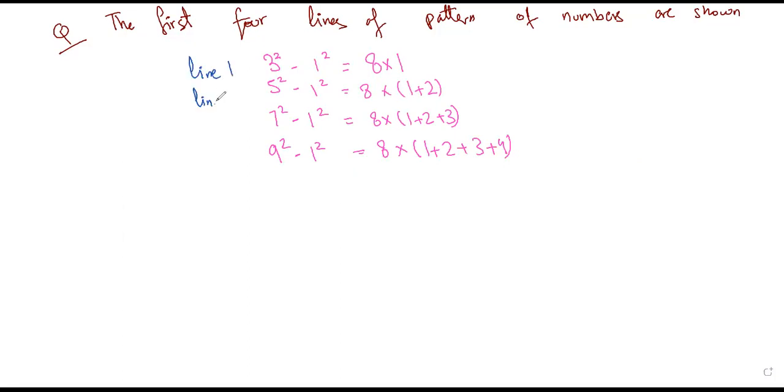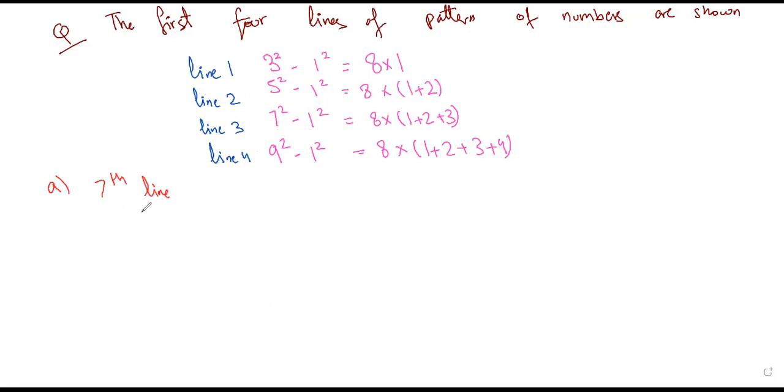Okay. And we have been told that this is line 1. This is line 2. This is line 3. And this is line 4. So this time, this is again a sequence, but we don't have terms, we have lines, okay? Part A says, write down the 7th line.